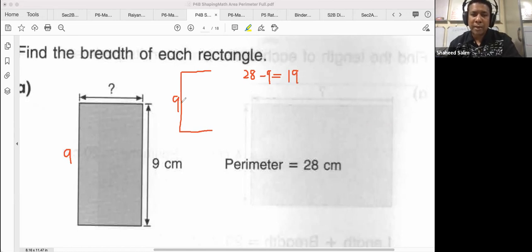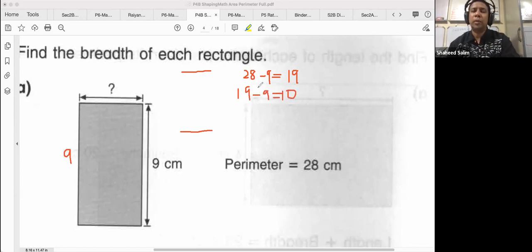Then you minus this other 9 because you know it's 9. You minus. Then you get what? You will get 19 minus 9 because we just minus 9 right just now. So now 19 minus 9 you get 10. So Putra say this is 10.